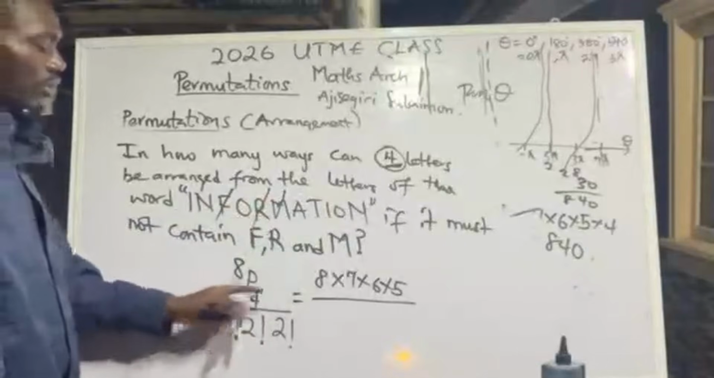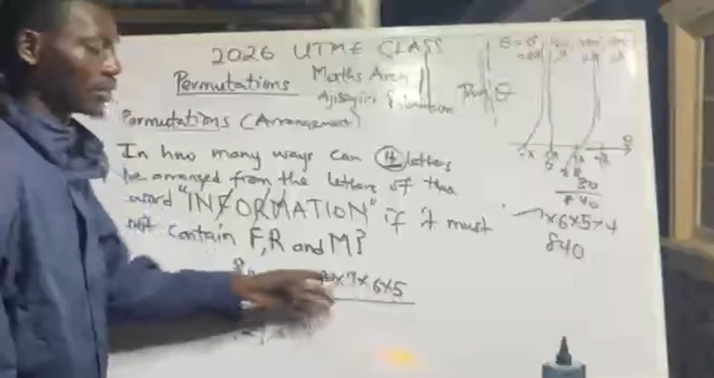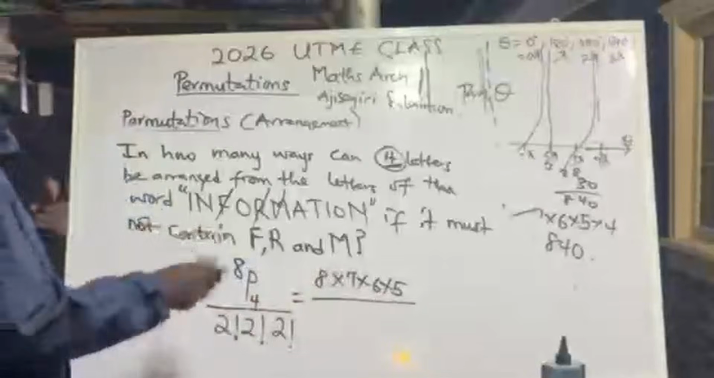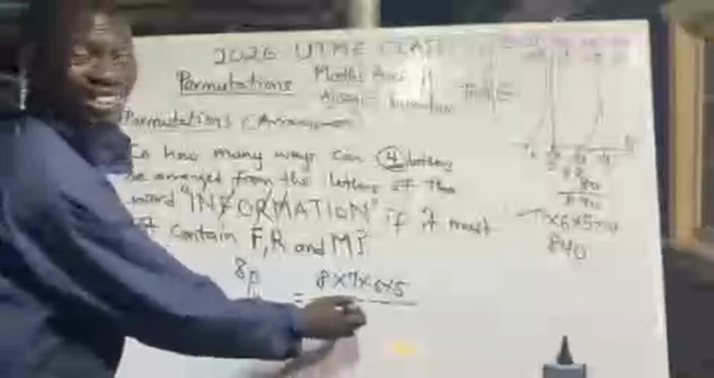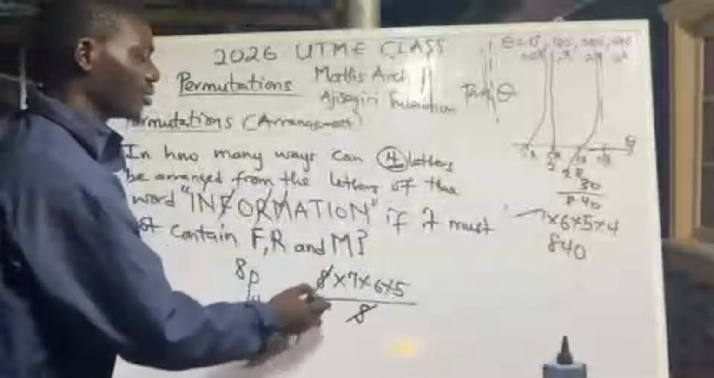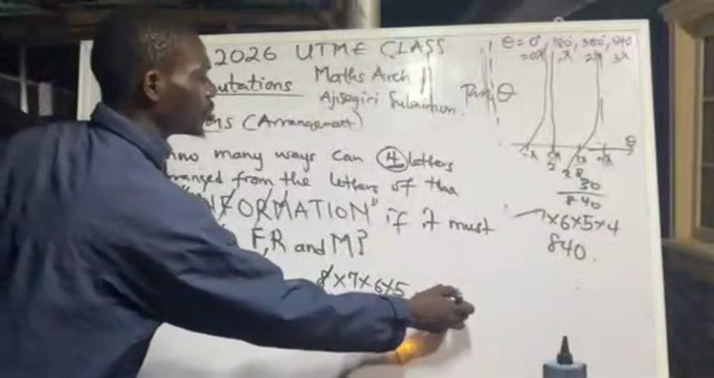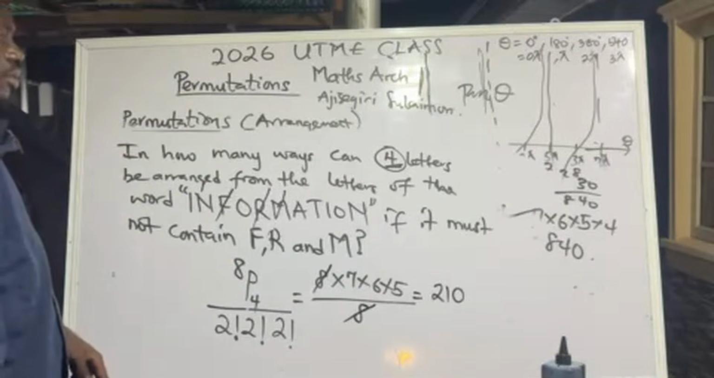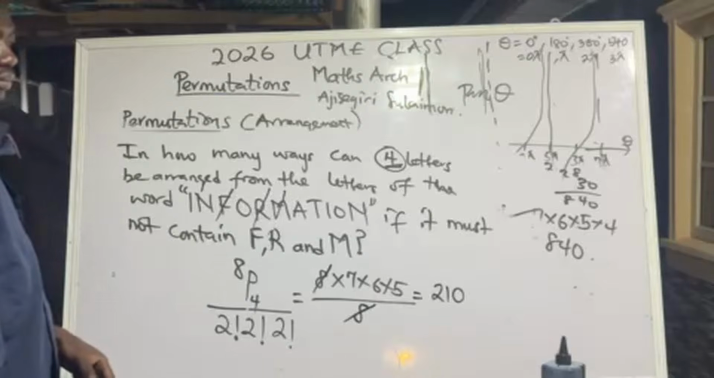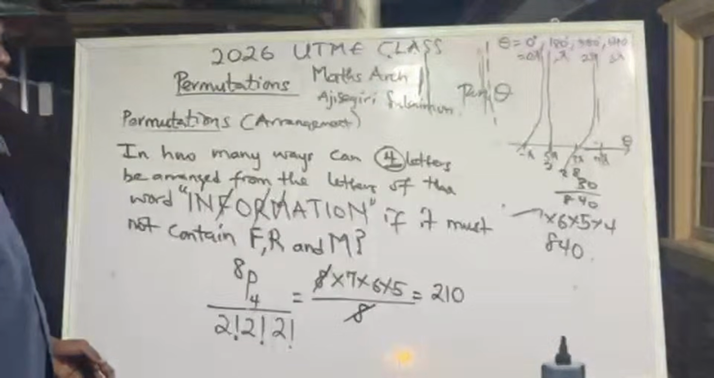Okay, so 8 permutation 4 will be 8 times 7 times 6 times 5, reducing up to the product of 4 terms. And this 2 factorial is 2, so 2 times 2 times 2 is 8. This cancels this. The answer should be 210. Okay? 210. I hope it's clear. Yes, sir.